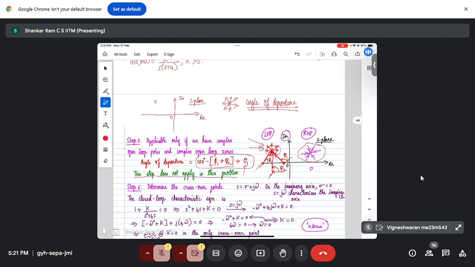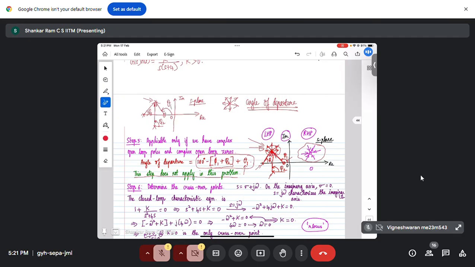So let us say I have this. To figure out the angle of departure from this pole, I draw vectors from other open loop poles. Let me call this angle phi1, this angle phi2. And then I draw vectors from open loop zeros to this pole. Let's call this angle theta.